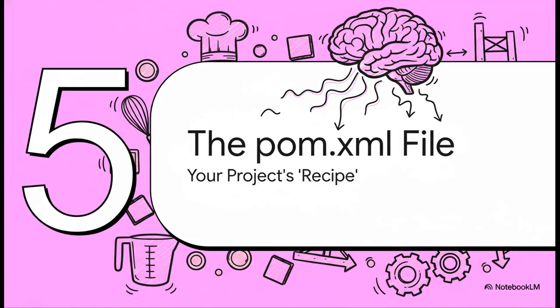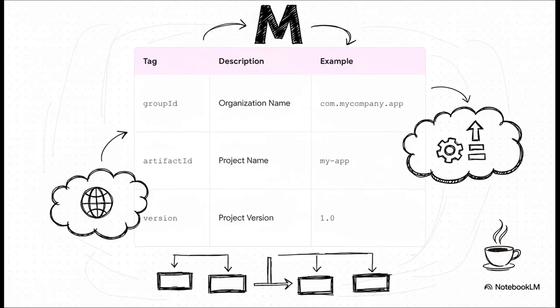We've said this a few times, but let's really focus on the brain of the whole operation, the pom.xml file. The best way to think about it is as the complete recipe for your entire project. Right at the top of every pom.xml file, you'll find these three key tags. We call them the project coordinates. The group ID is usually your organization. The artifact ID is the unique name for this project. And the version is, well, it's the version number.